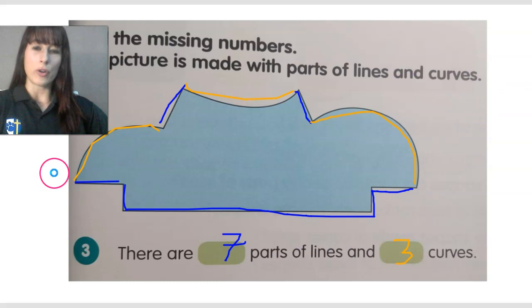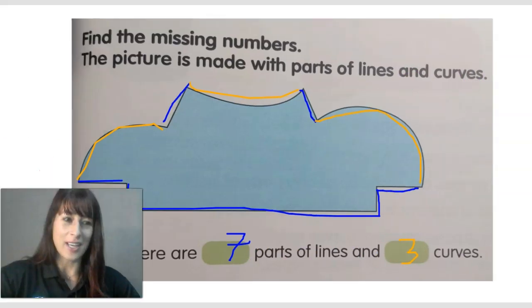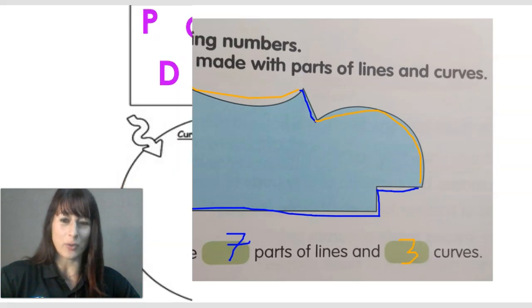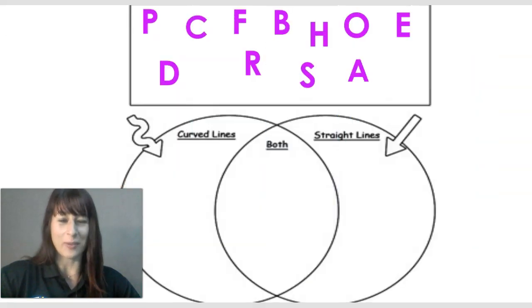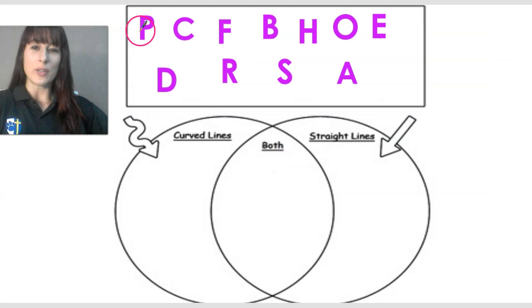Okay, well, to finish this lesson, I have one more activity for us. In this activity, we will be sorting letters of alphabet. As you can see, we have a Venn diagram. Here we have curved lines, both, and straight lines. So if I look at letter P, does it have straight lines only, or curved lines, or both? Here we call it parts of lines, right? So P has both. Has a straight line, part of a line, and also has a curve.